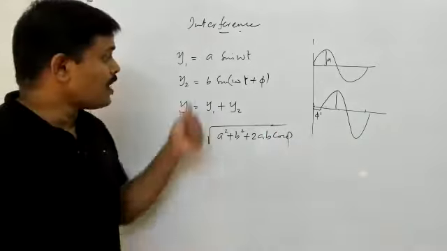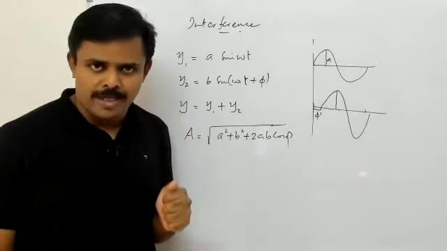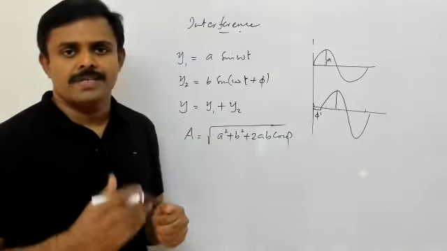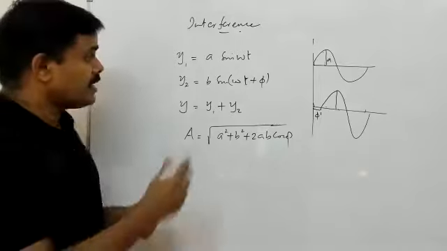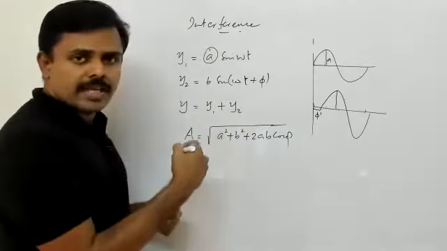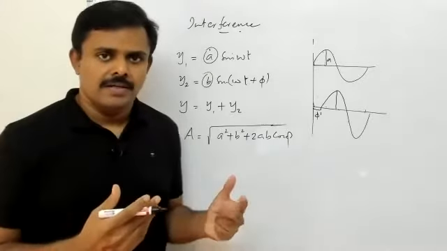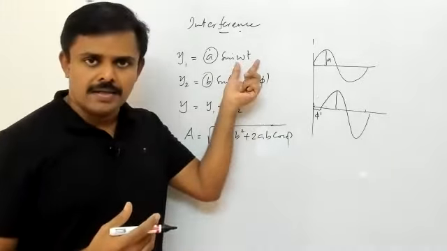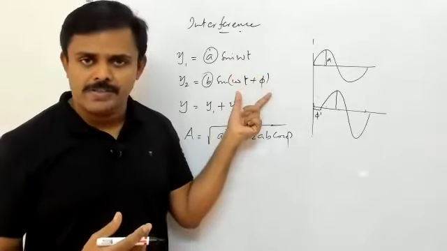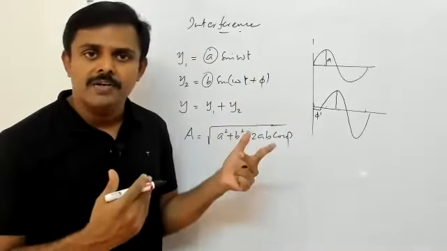Repeating one more time. We have two waves here. A sin ωt is the first wave. The second wave is B sin(ωt + φ). The amplitudes are different. Here the amplitude is A, here the amplitude is B. And even the phase angles are different. Here the phase angle is ωt, here the phase angle is ωt + φ. So they differ in phase by φ.